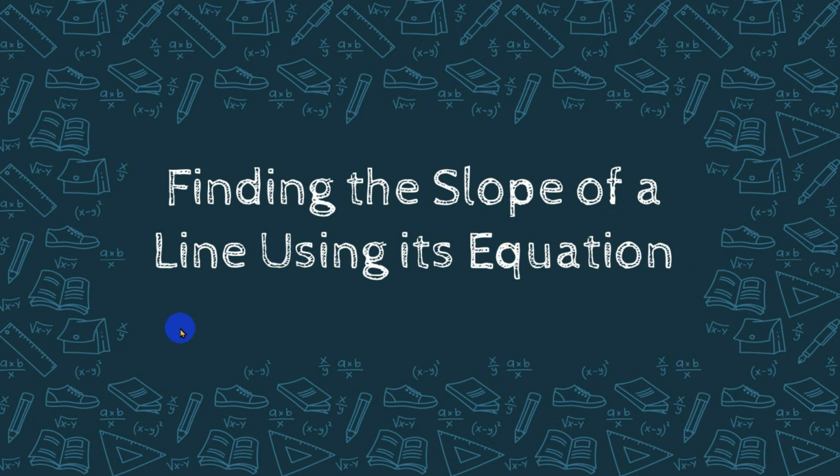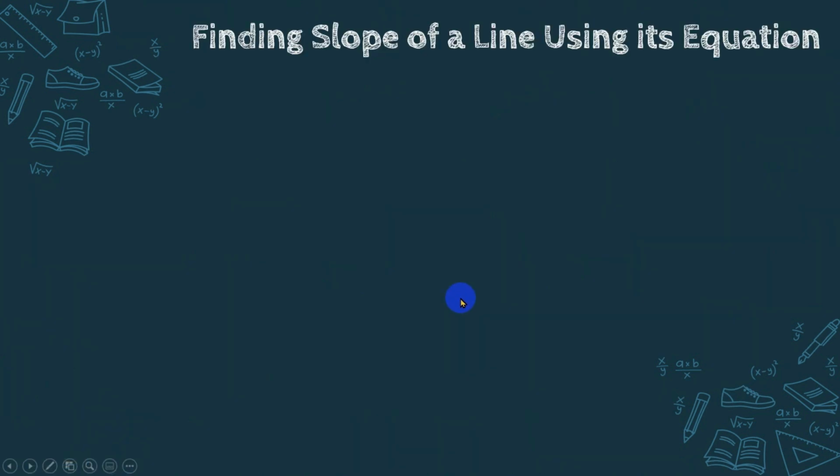Today we're going to talk about finding the slope of a line using its equation. This is just the continuation of our lesson about finding the slope. For now, gagamitin natin ay yung kanyang equation. At ano nga ba ang equation ng isang slope of a line?